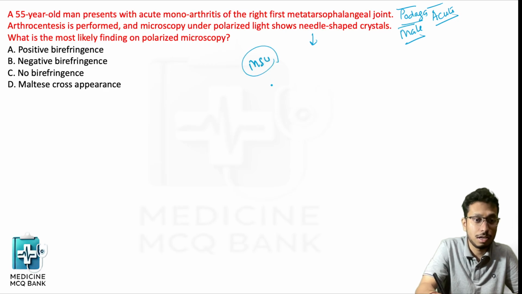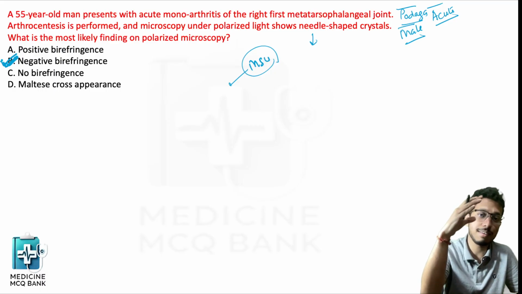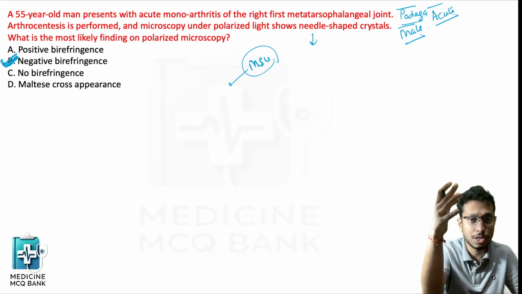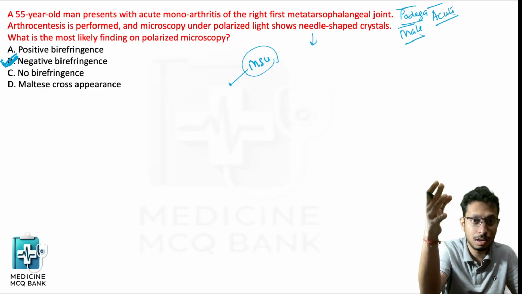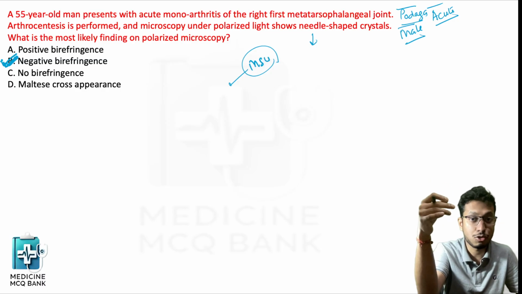What kind of finding is seen? It is seen as negative birefringence. So synovial fluid analysis is the gold standard for diagnosis; needle exploration of the involved joint or tophi can be done. Now, presence of needle-shaped monosodium urate crystals, which can be seen both intracellularly and extracellularly, shows negative birefringence under polarized light. Okay, all right.